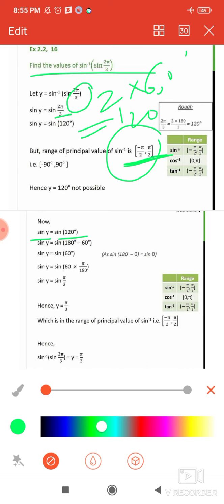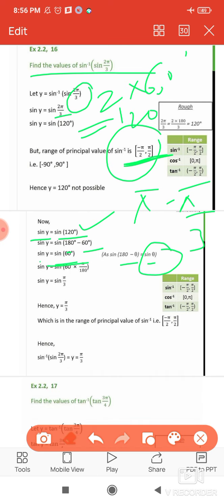Sine y is equal to sine 120 degree, and you can write it like this: pi minus pi by 3, 2 pi by 3, and pi is 180 degree, pi by 3 is 60 degree, and we know that 180 minus theta is in the second quadrant, so sine theta will be positive and there will be no change in the sine theta, so sine 60 degree it will be. Sine y is equal to sine 60 degree, and sine 60 degree you can write as sine pi by 3. So sin y is equal to sin pi by 3.